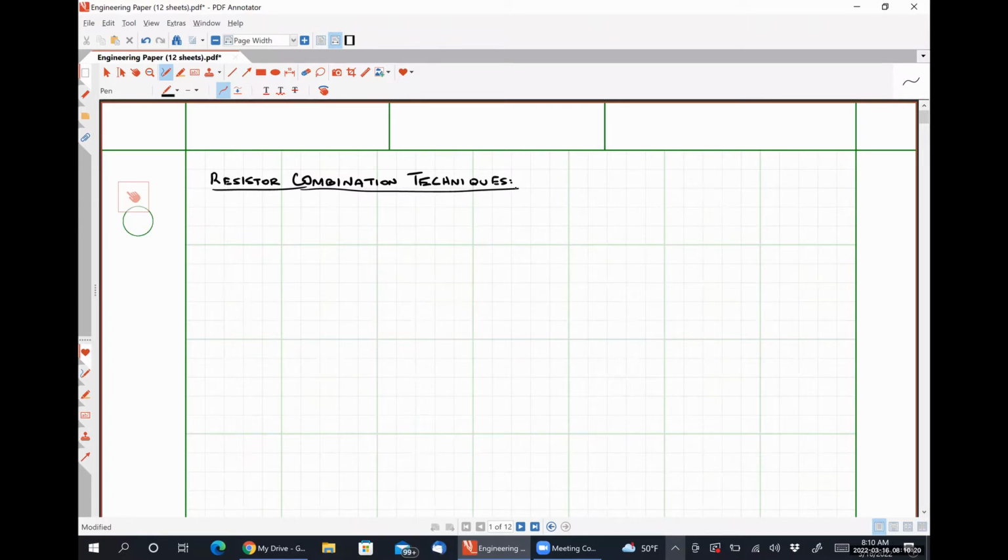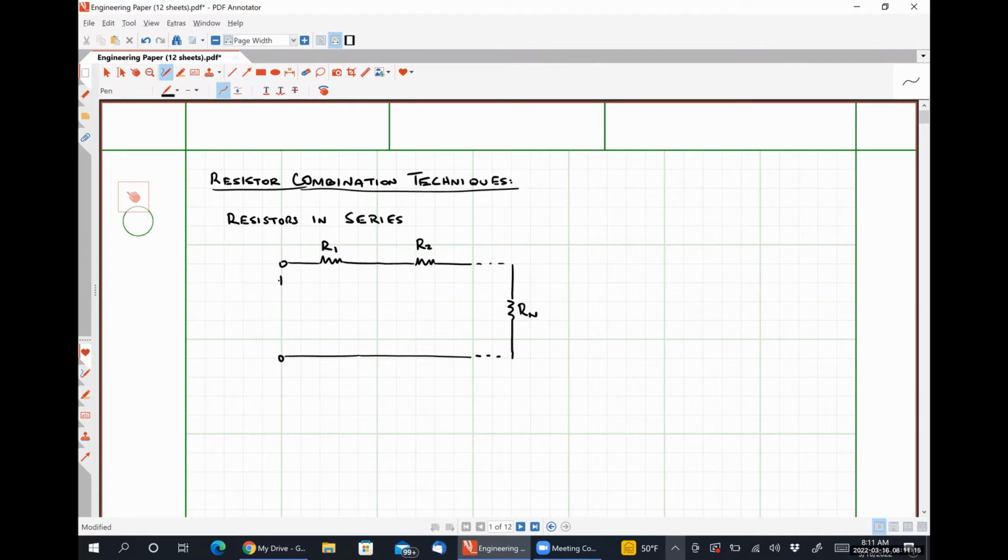So let's first consider resistors in series. So let's say that we have several resistors in series. Let's call this guy R1, this guy R2, and this guy R sub n, so that we are representing a combination of n resistances in series.